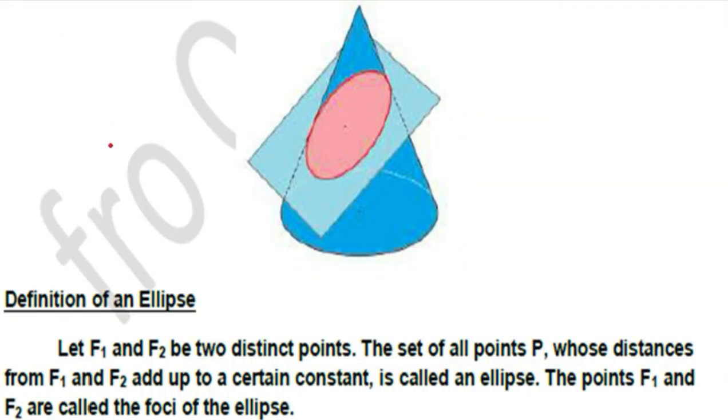So first, let's go through the definition of an ellipse. Let F1 and F2 be two distinct points. The set of all points P whose distances from F1 and F2 add up to a certain constant is called an ellipse. The points F1 and F2 are called the foci of the ellipse.